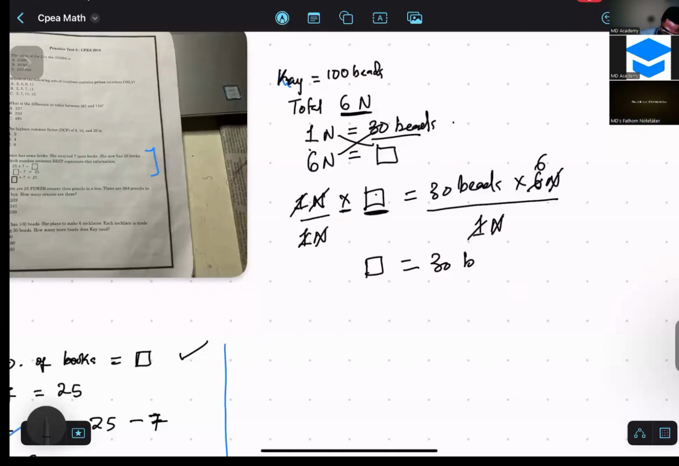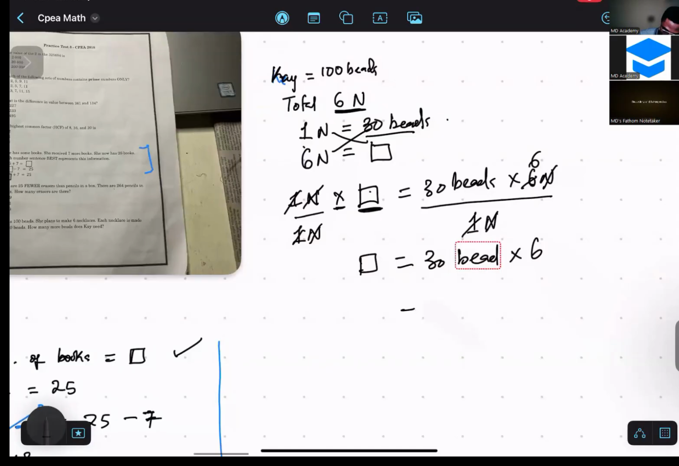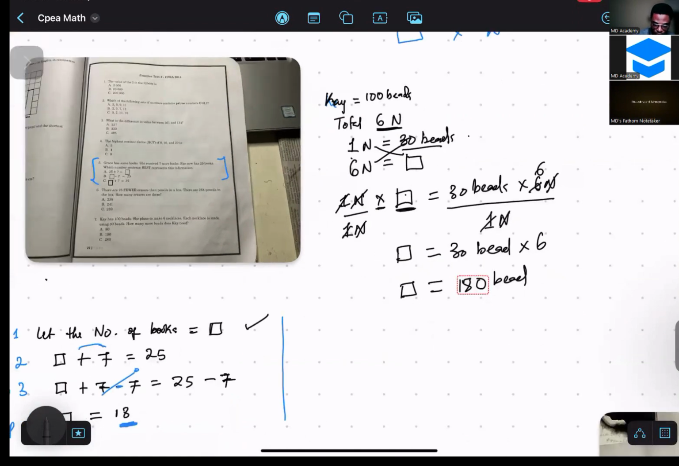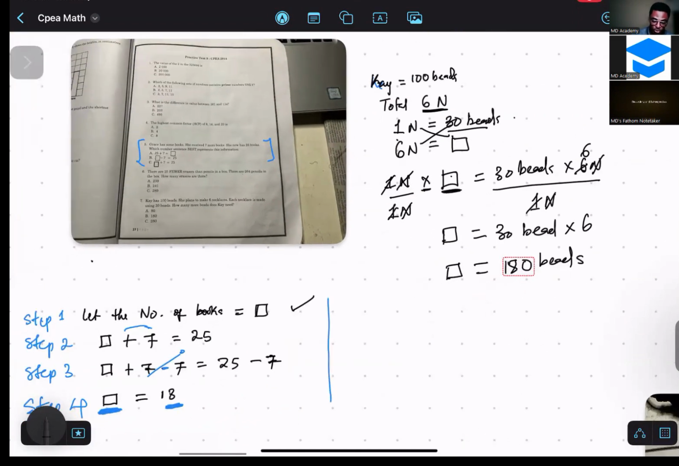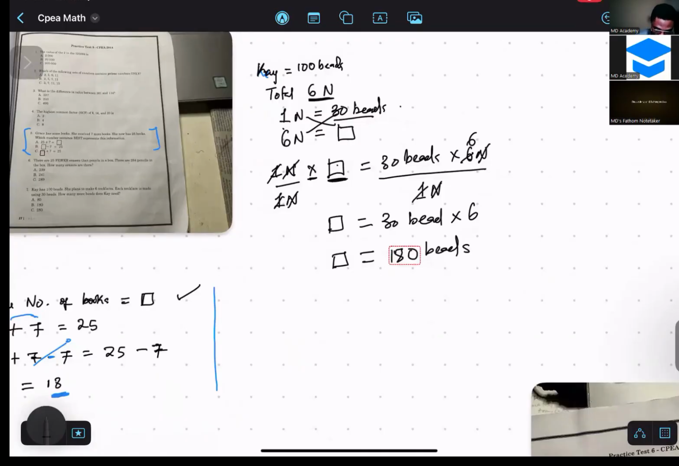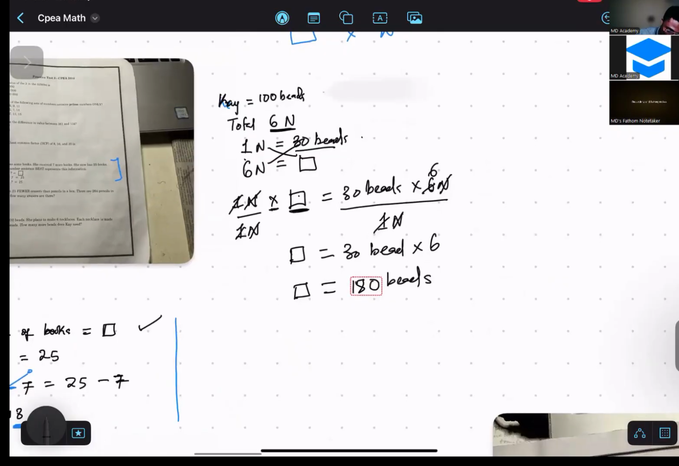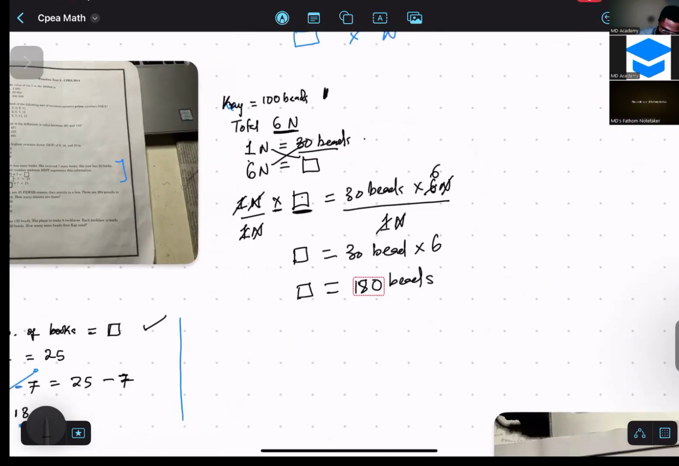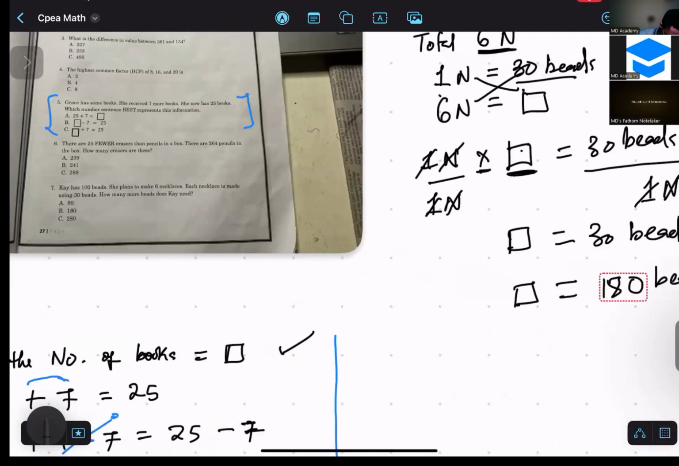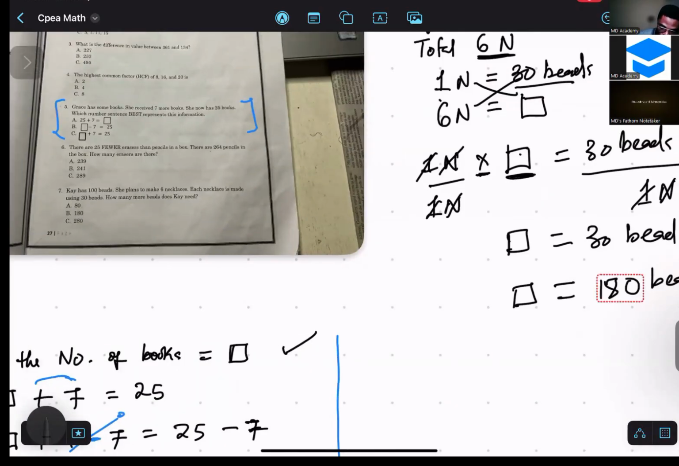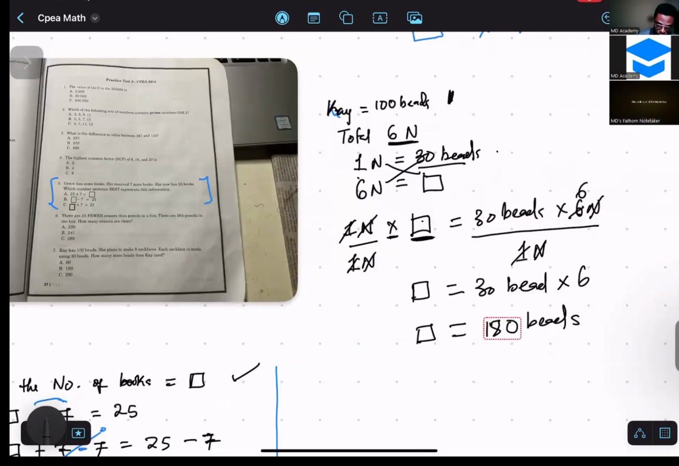This is an important technique that could be used to solve even more complex problems. 30 times 6 will be the same thing as 180 beads, and that does it for us. So it means that the unknown, which is the box, is equivalent to 180 beads, and that's what we would need to make 6 necklaces. But look, she already has 100 beads, so this is the reason why you have to read the question, because if you notice the answer 180 is there, but it is not the right answer, because you ask how many more beads will she need, because they want you to remember that she already has 100.